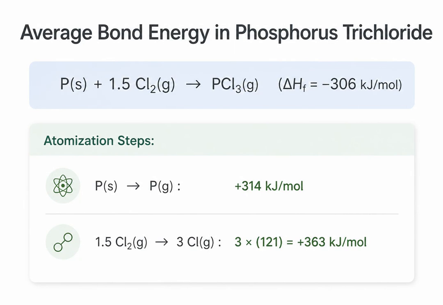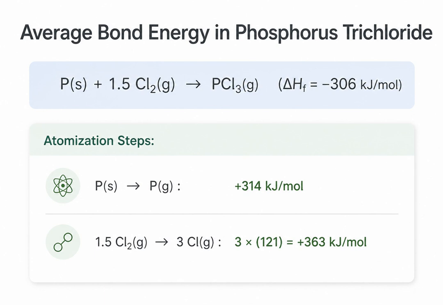We can also work backwards to find an unknown bond energy. Let's find the average phosphorus-chlorine bond energy in phosphorus trichloride. We are given the enthalpy of formation as negative 306 kilojoules per mole. First, we atomize the reactants. Atomizing solid phosphorus takes 314 kilojoules.